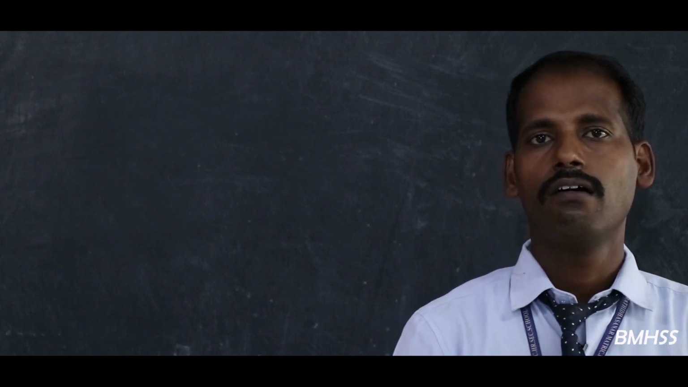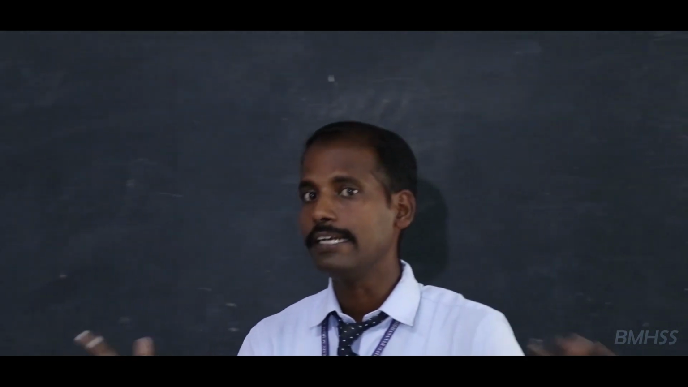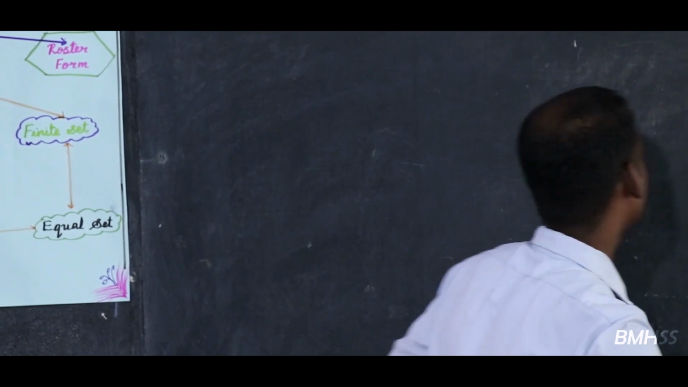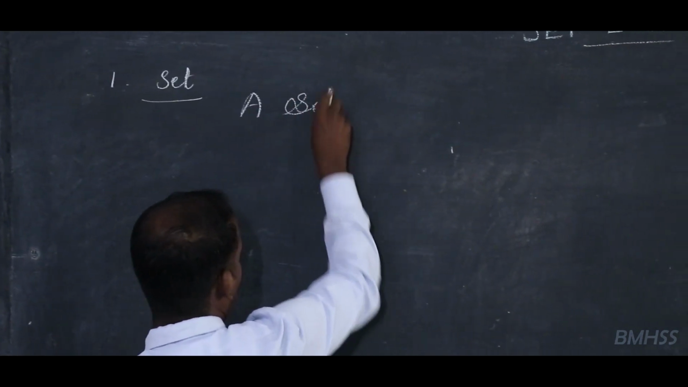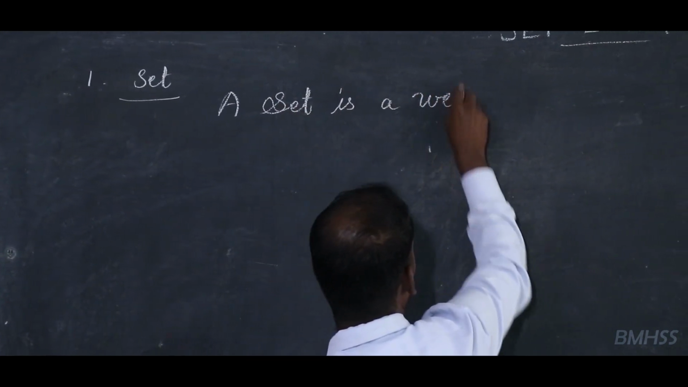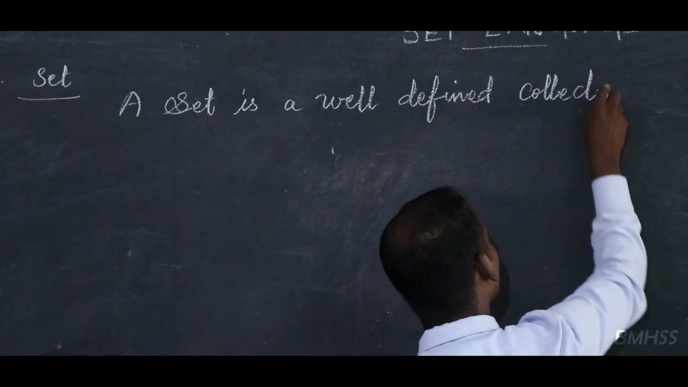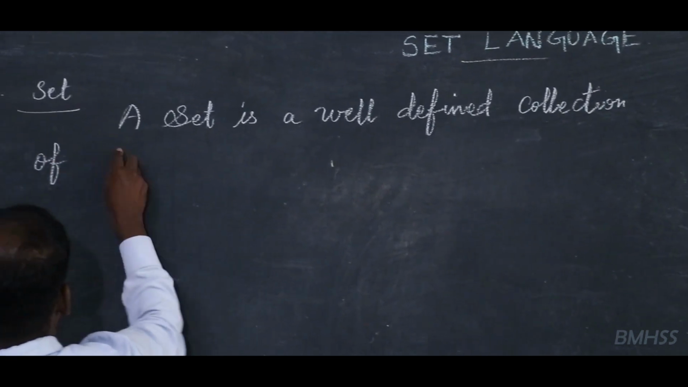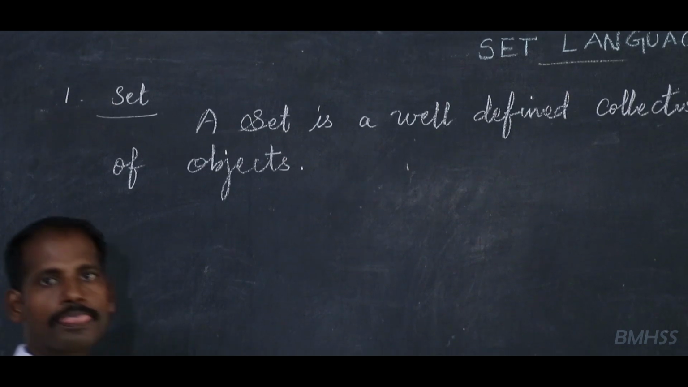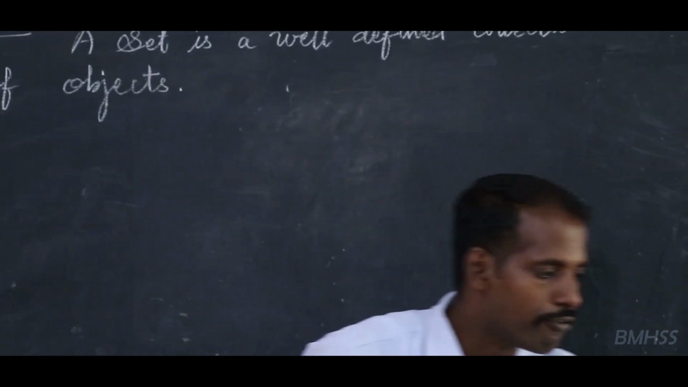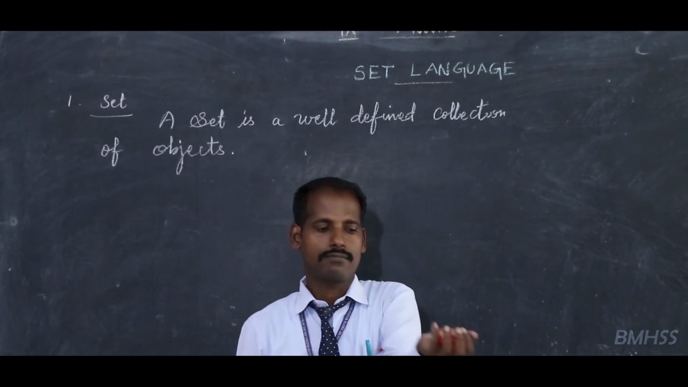Then, a set, we will write in three types of format. The first one is set. A set is a well defined collection of objects. For example, the collection of all chocolates, it is a set. The collection of dice, it is a set.